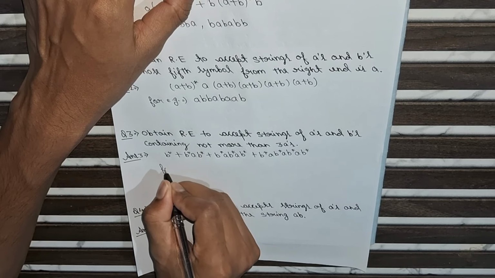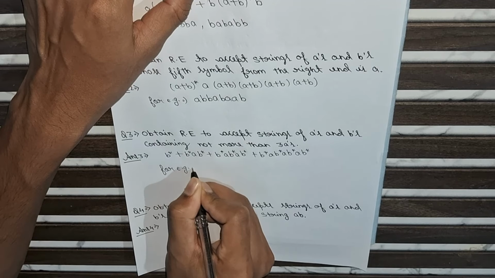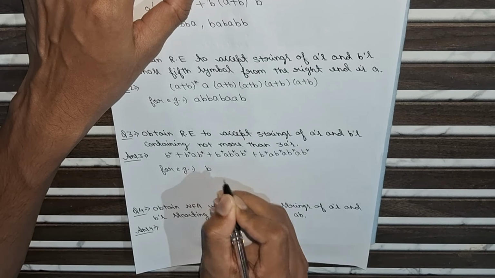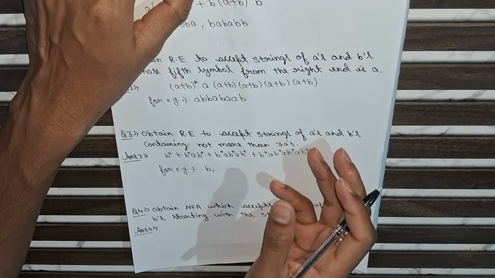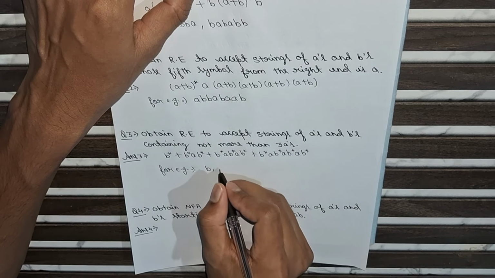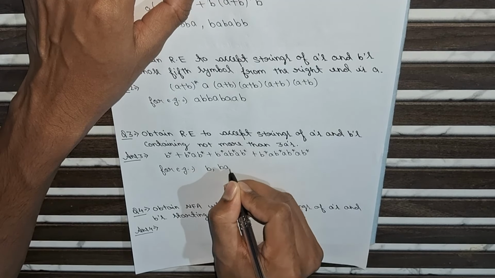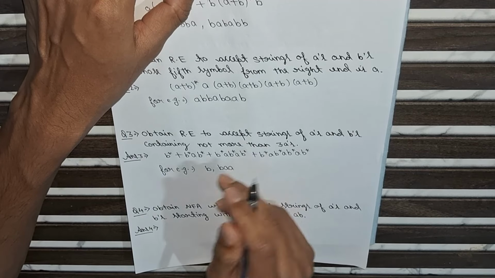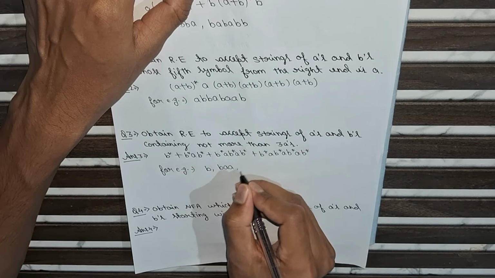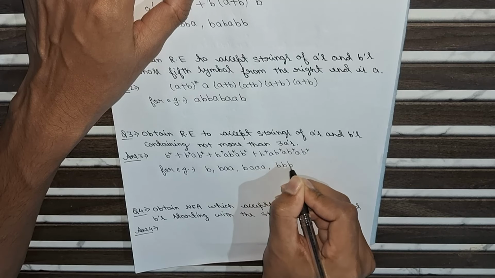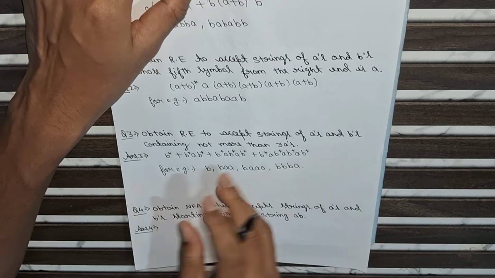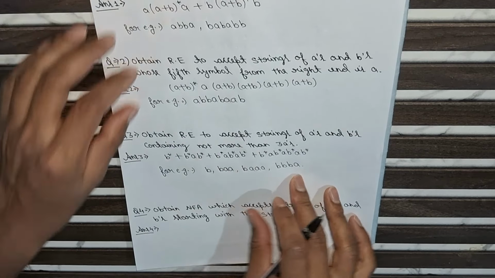For example, we will take b. b is also a part of this because the condition is not more than 3 a's. Then b, a, this is also fulfilled in this one. Then b, a, b, a. These are all examples of this one.